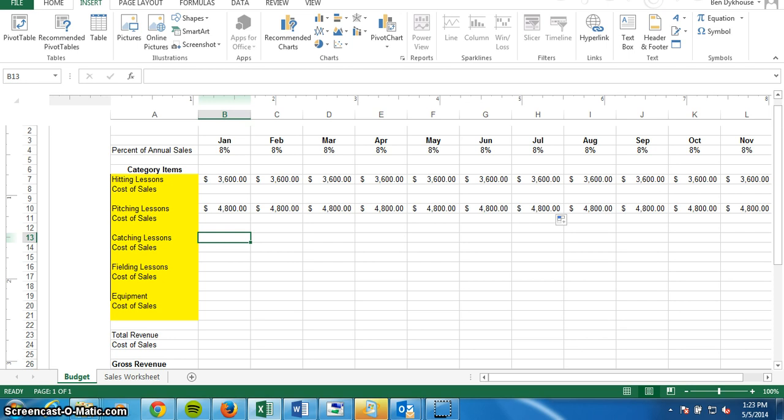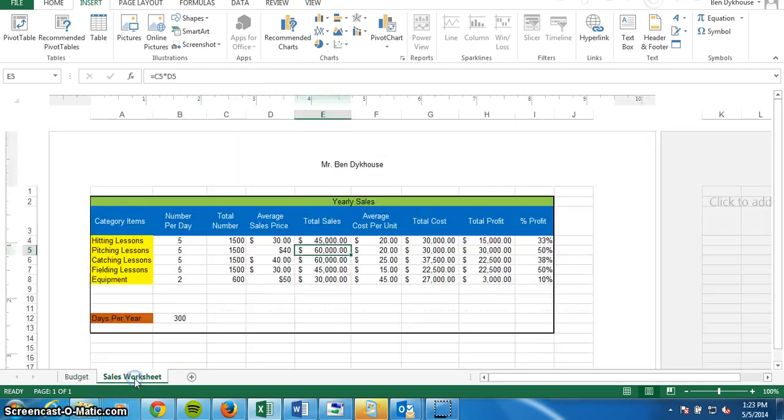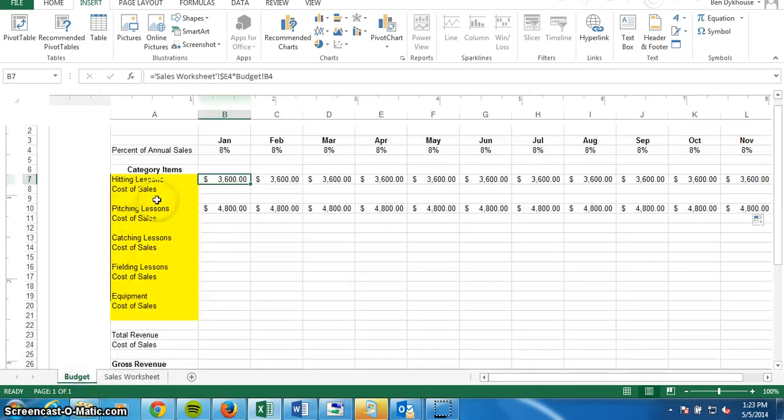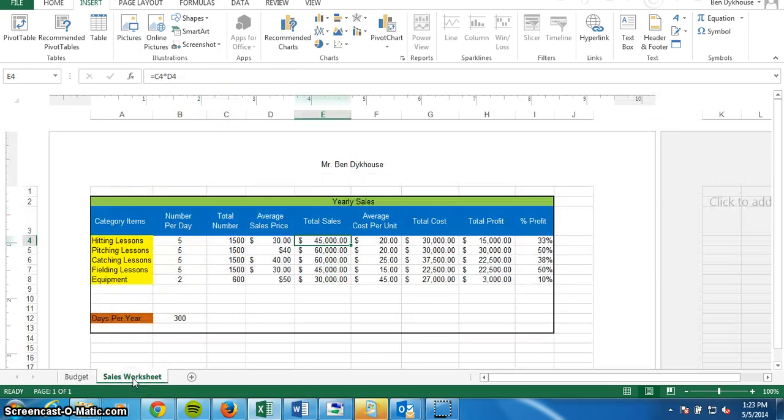And we're using the formula from number 38 here, and we're adjusting that for the revenue category. So if we click up here on our revenue category for hitting lessons, we see that we were pulling from E4, and we're pulling from E4 because on the sales worksheet, our total sales for hitting lessons was in E4. And for pitching lessons, we changed our formula to be E5 because our total revenue on the sales worksheet for pitching lessons was in E5.